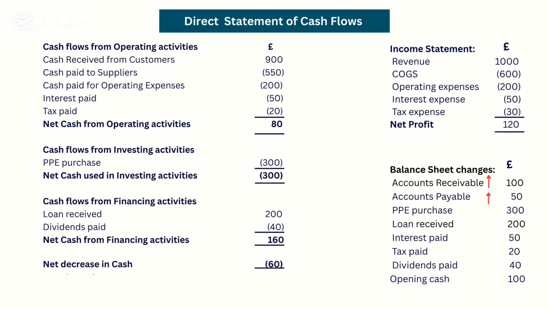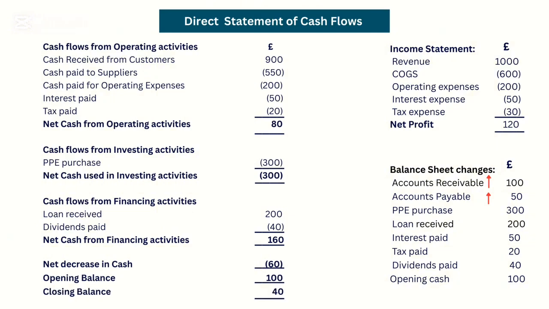Final reconciliation. Cash flows from operating activities is 80, from investing activities is minus 300, financing activities is 160. Net decrease is 60. It means cash decreased by 60 during the year. Opening cash is 100, and closing cash is 40.